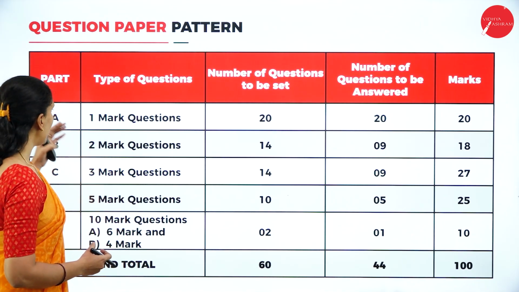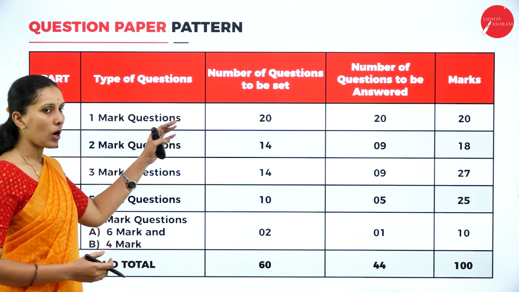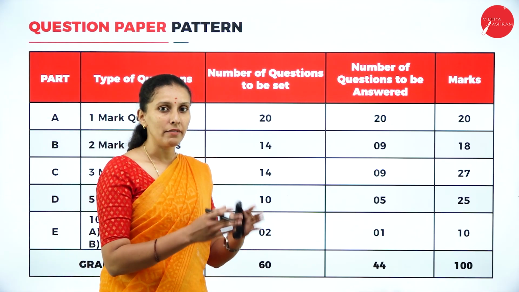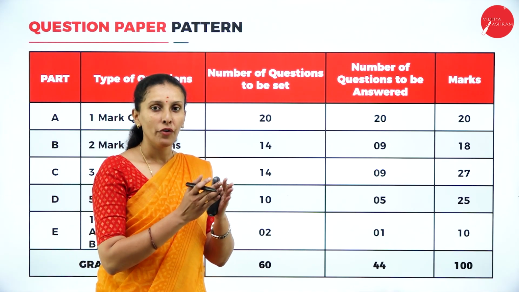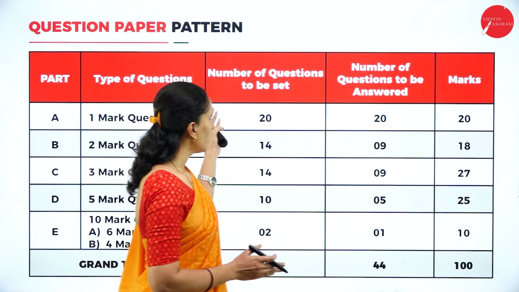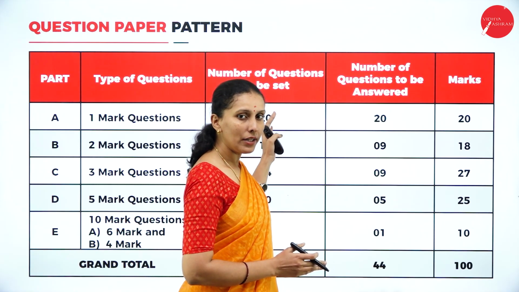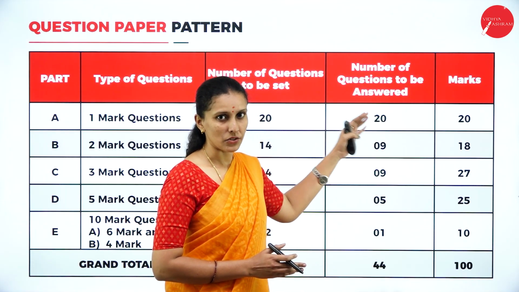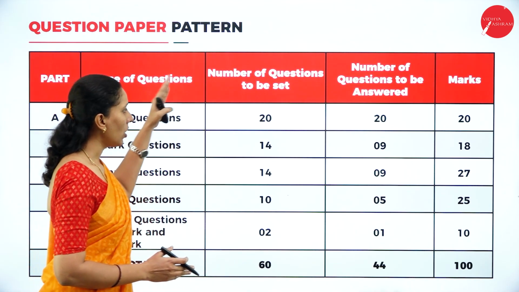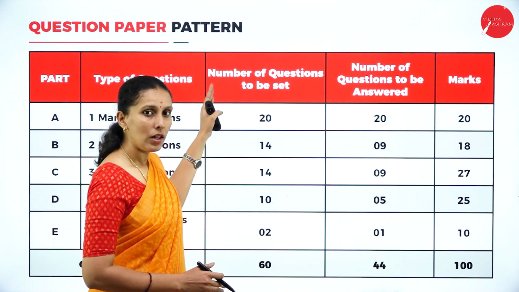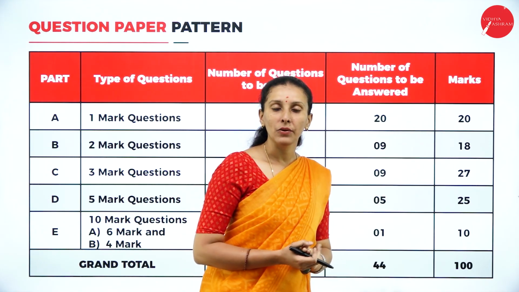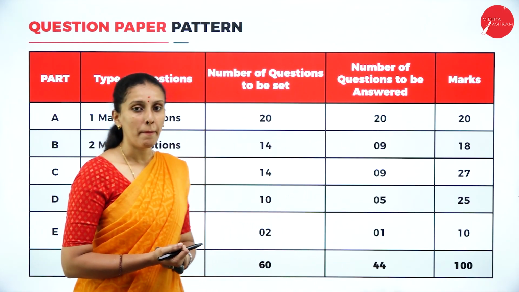and here part A section contains 1 mark questions. So there will be 20 questions, divided into MCQs, fill in the blanks, and 1 mark question and answers. So you have 20 questions and all the 20 questions have to be answered. There are no options in your first section, that is part A. All questions carry 1 mark. All the 20 questions have to be answered. So the maximum marks you will get is 20 from part A.